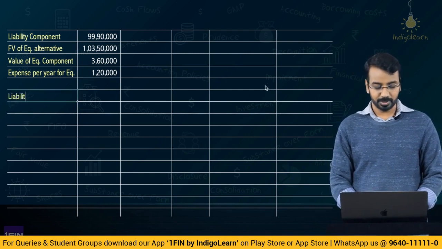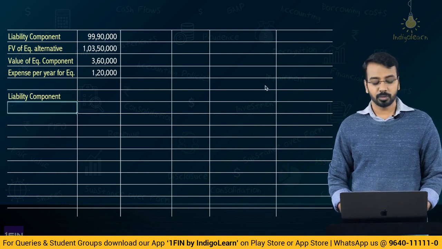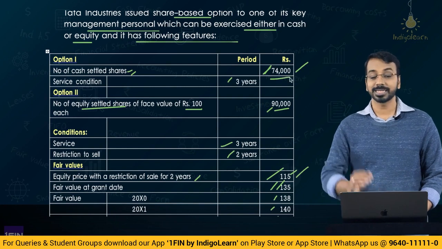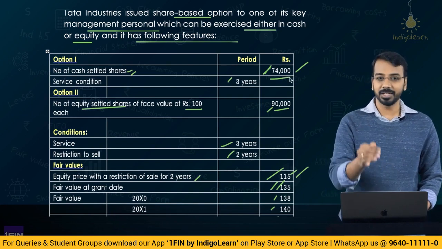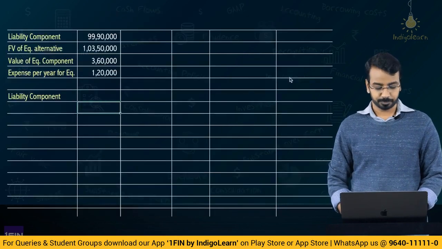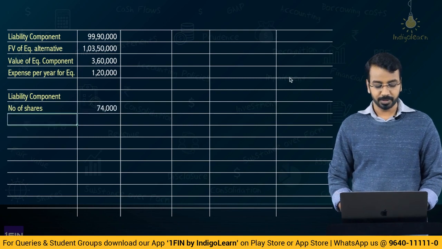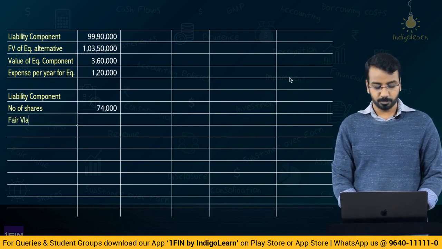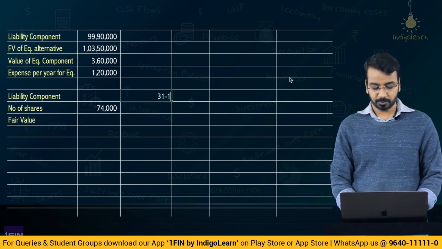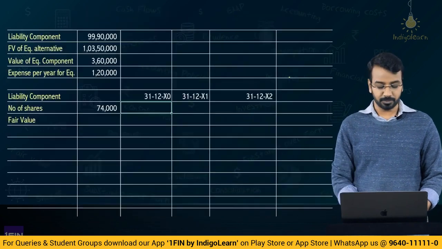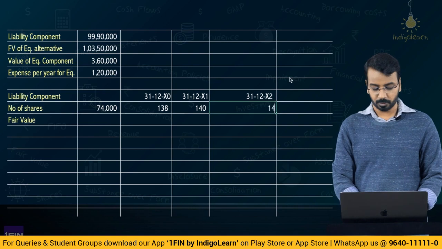Now coming to the liability component. How many shares are there? There are 74,000 shares, and we have to take fair value at the end of each year to recognize the liability. So number of shares 74,000, right? Then fair value on 31st of December of year 0, year 1 and year 2. Fair value is given to be 138, 140 and 147.